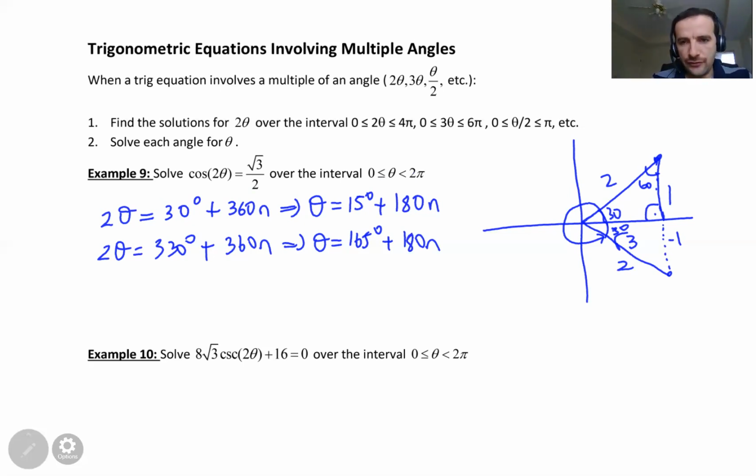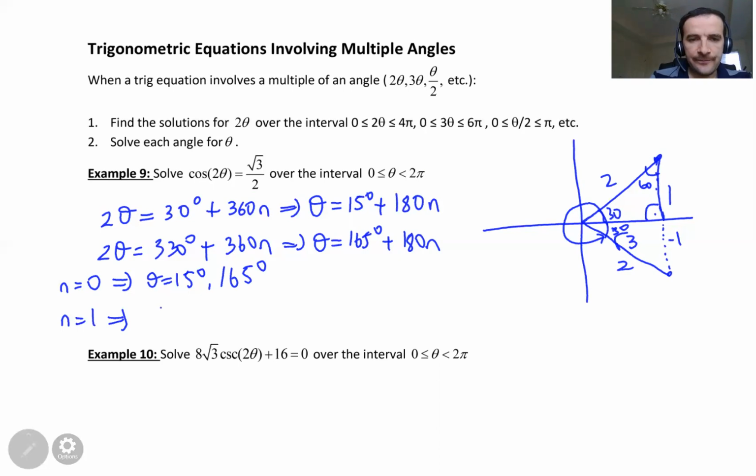So for example, first of all, I can take n equal to 0, right? If I take n equal to 0, from the first equation theta is equal to 15, which is in this interval, right? And from the second equation, I get theta is equal to 165, which is again in this interval. For n equal to 1, what do we get? Theta is equal to 15 plus 180, which is 195. Nice, because again, it's in this interval.